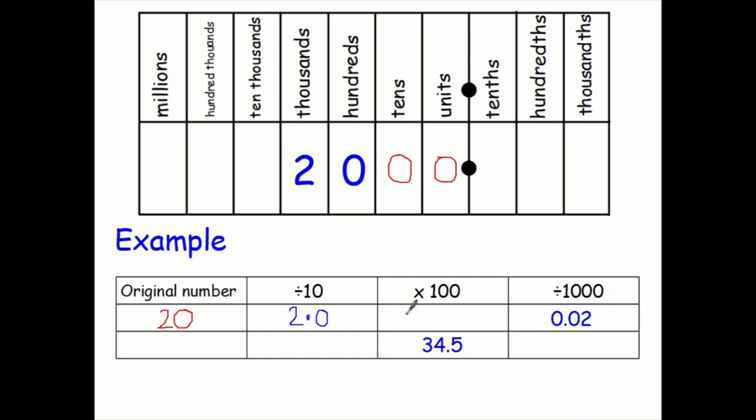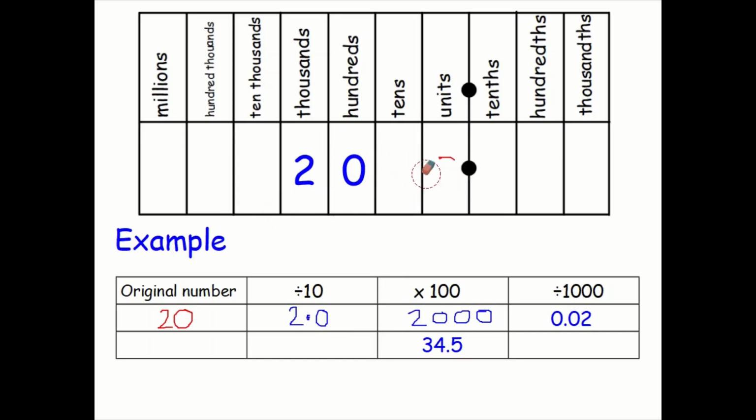It is 2,000. Oops, that does not look like a 2, does it? 2,000. So I hope that makes sense. That number now is 2,000. Okay, let's have a look at the next example.